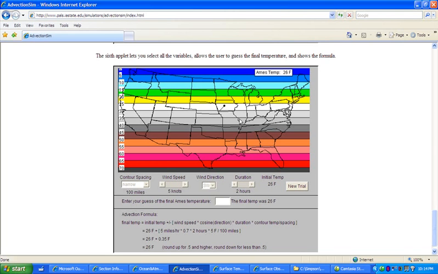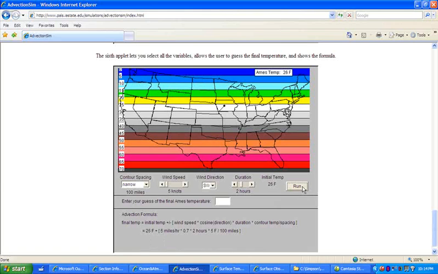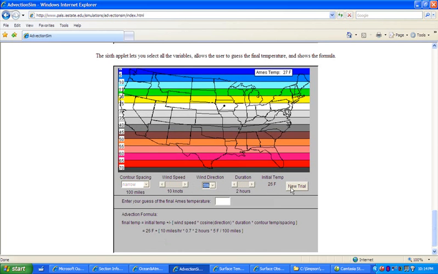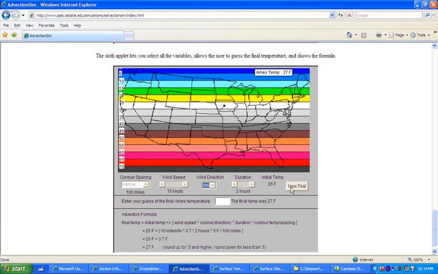Now, let's say, for instance, our actual wind speed was 10 knots. If we increase this to 10, let's run it and see. There we go. We have a change from 26 to 27. We had a 1-degree change over 2 hours. So if there had been 10-knot winds, we could have forecasted significant advection.